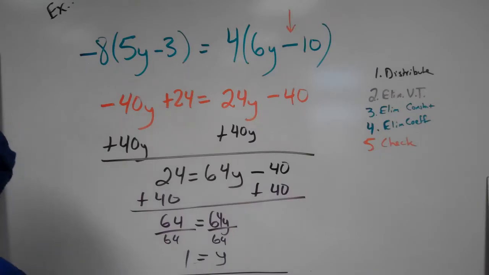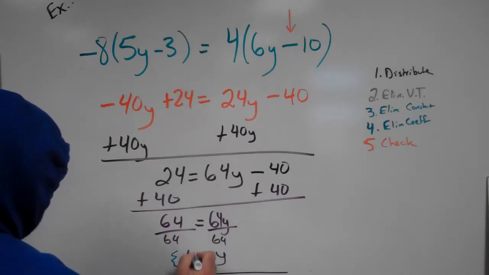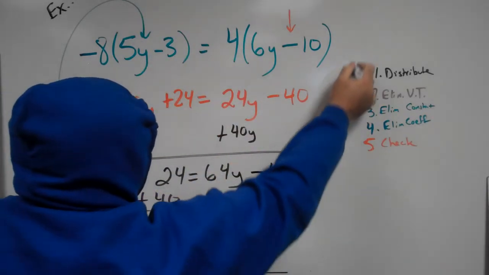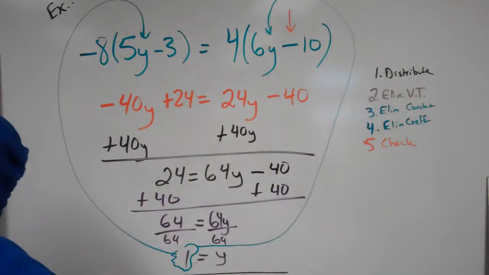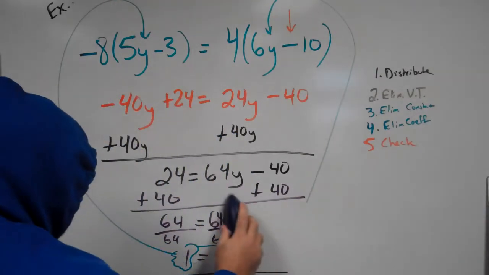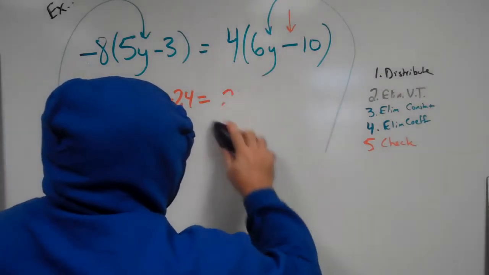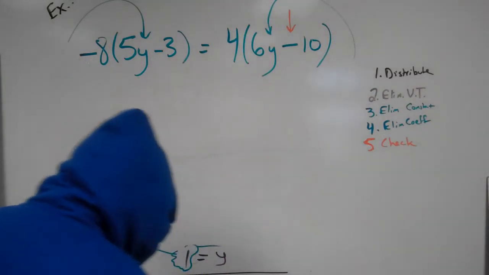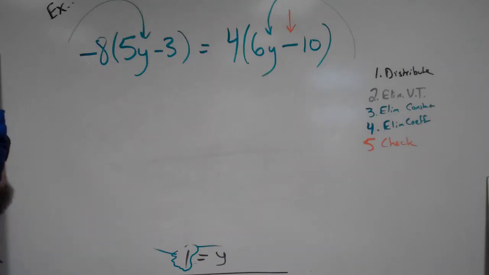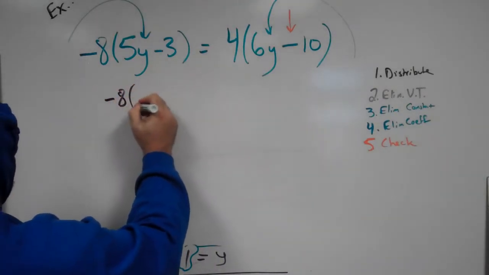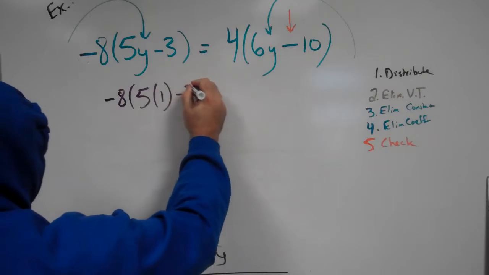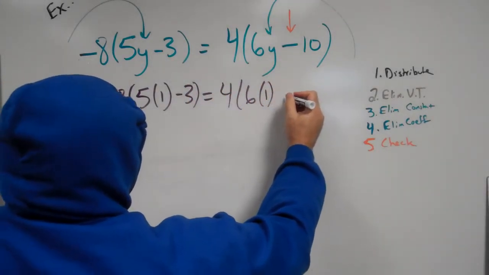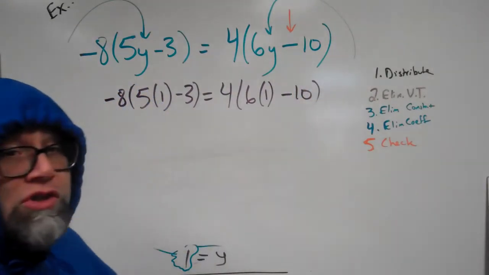Now we're going to check it. So here's my little cloud. I'm going to march that up to that y. Negative 8 times (5 times 1 minus 3) equals 4 times (6 times 1 minus 10). You should do it just like that.